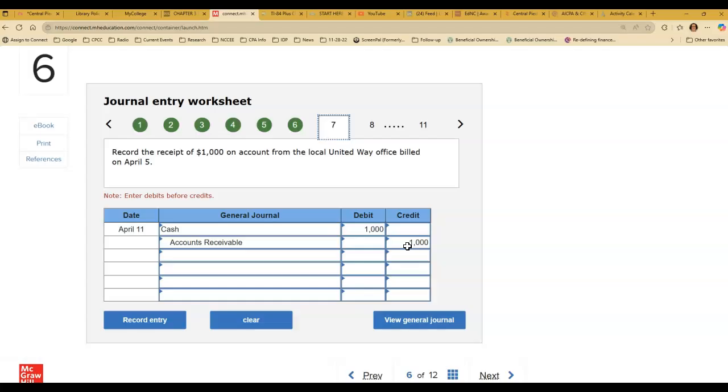There's a possibility that we could have collected and earned the revenue at the same time. So there's a possibility, not in this case, but there's a possibility, instead of accounts receivable, that would have been service revenue. Good.